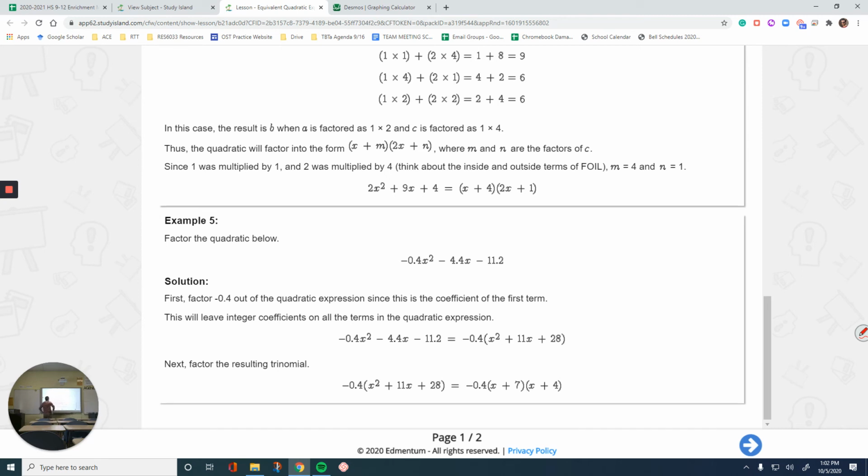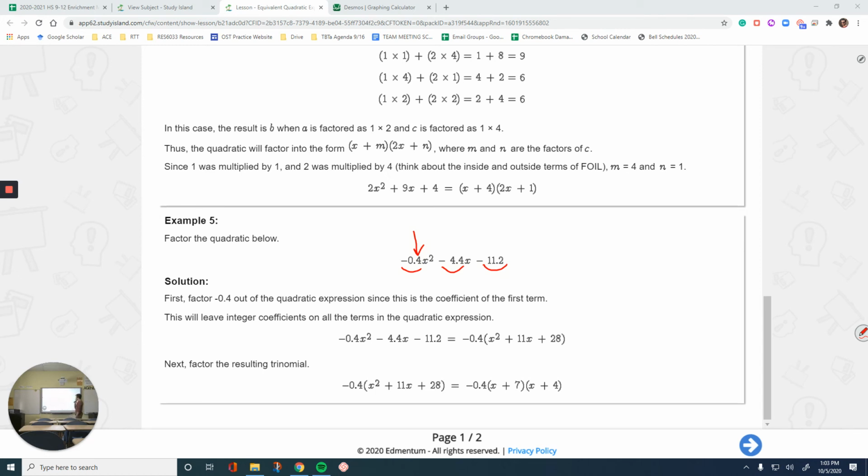Okay, example 5. Again, this is trial and error. When you have trial and error, or when you have 3 terms in a quadratic, the first thing that you need to look for is a common number that you can divide everything by. So in here, 0.4, 4.4, 11.2, they are all negative. So I would try to divide all of them by this first number. If I can do that, the question is going to get in the simplest form that it can get.